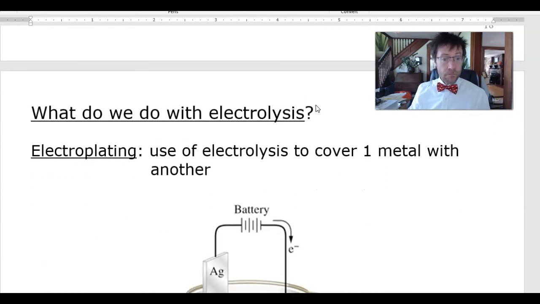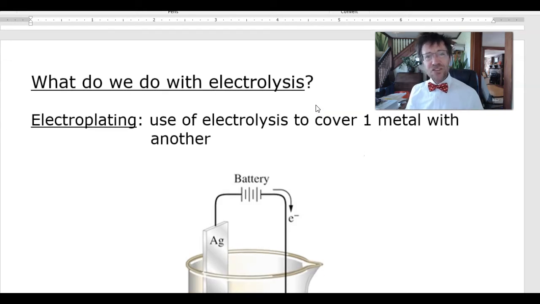So what are some other things we do with electrolysis? Electroplating. That sounds like a very big vocab word. So what is electroplating? Basically, you cover one metal with a very, very thin layer of another metal. I'm sure you all are aware of this.